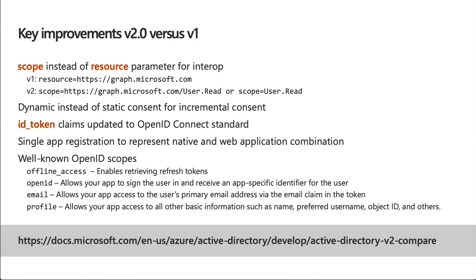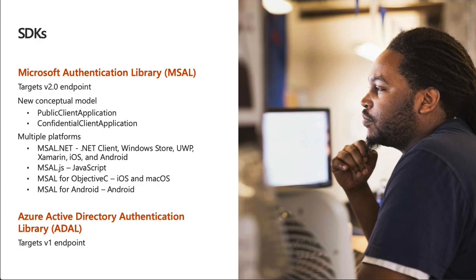Now let me talk a little bit about working with the different SDKs when it comes to Azure AD. The nice thing about this is that you really are going to self-select which one you're going to use. If you're using the V1 Authentication Endpoint, you have to use the Azure Active Directory Authentication Library, or ADAL. It only works with V1. If you're going to be using the V2 endpoint with the dynamic consent and some of the other things we've talked about, which is the recommendation from the Microsoft Graph team, you're going to be using the Microsoft Authentication Library. This targets the V2 endpoint.